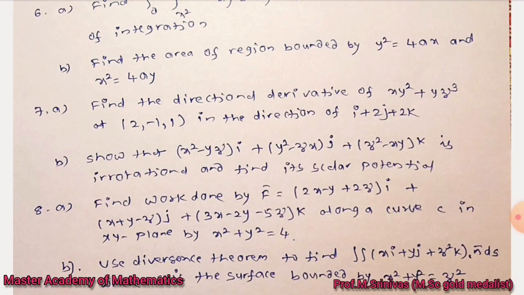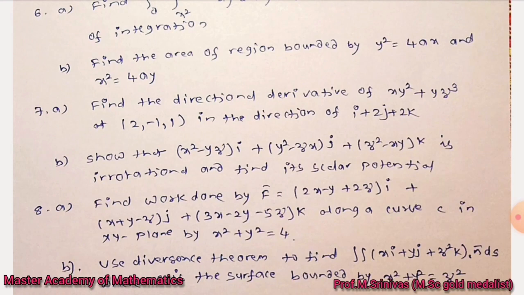So you are calculating the directional derivative of a given scalar function at a particular point, using the direction of i plus 2j plus 2k. The directional derivative formula is the unit vector multiplied by the gradient of that scalar function, and you can find the answer.